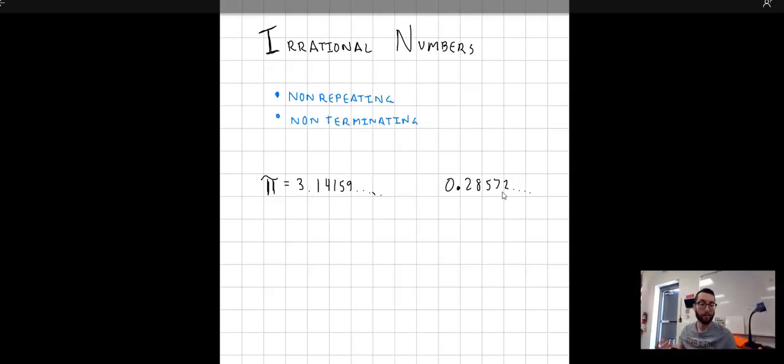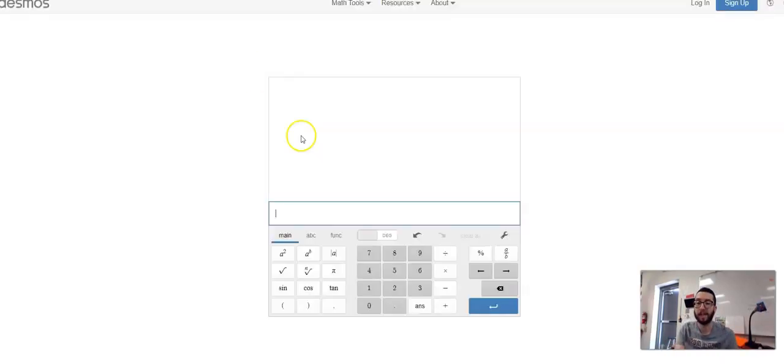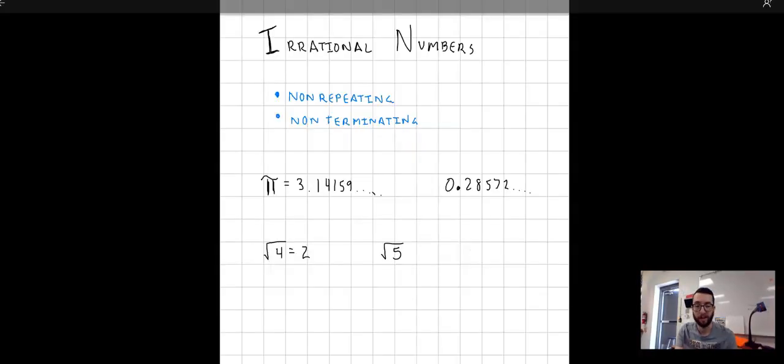You may also remember our square roots, right? So like the square root of 4 is equal to 2. But if you grab a calculator, which I actually have here, and I do the square root of 5, see, it just kind of keeps going forever. And so a non-perfect root, whether it's a square root or cube root, is also going to be an irrational number.